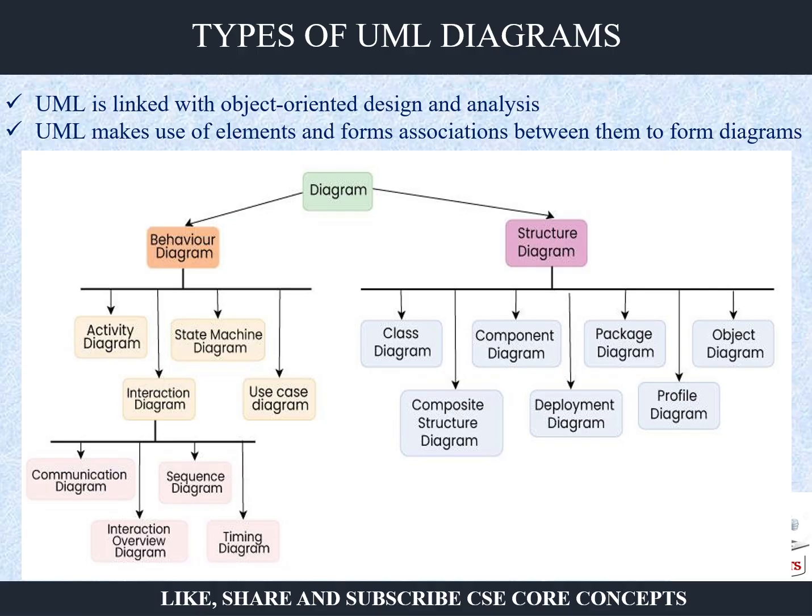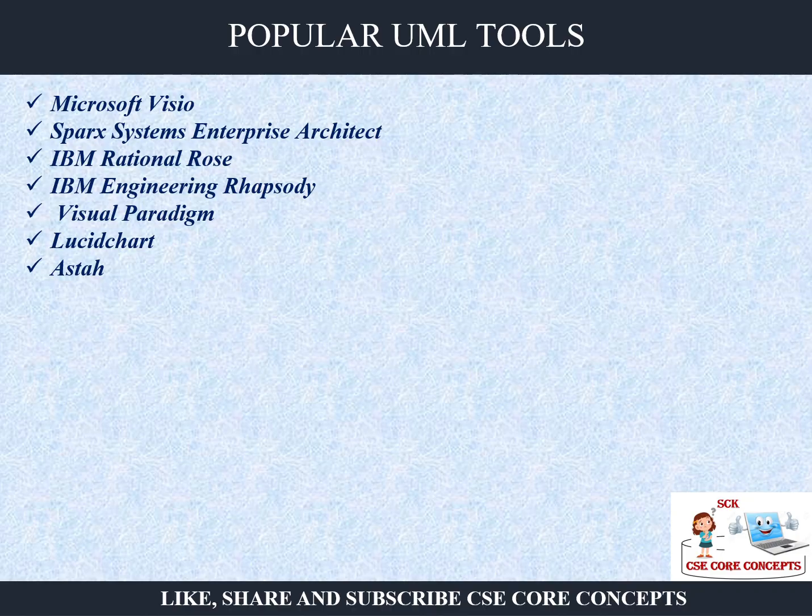Behavioral diagrams are those which show the behavior: how the system is performing, what the functions of the system are, what the input to that function is, and what the output is. These include the activity diagram, the interaction diagram, that is how two functions are interacting with each other, the state machine diagram, and the use case diagram. In my upcoming videos, we will cover all these diagrams one by one so that you are very clear about the UML diagrams.